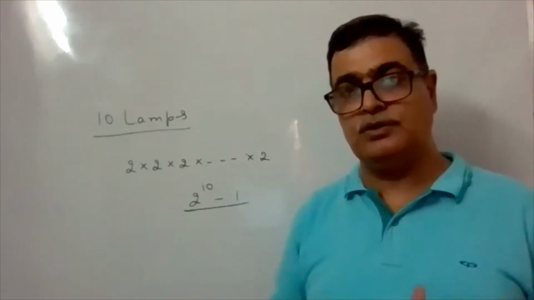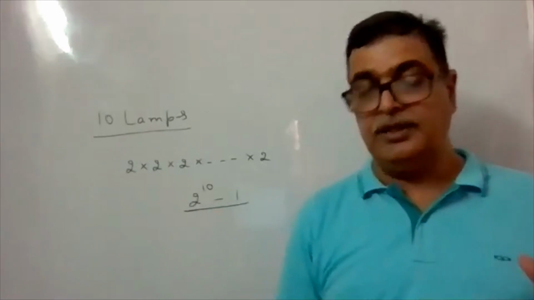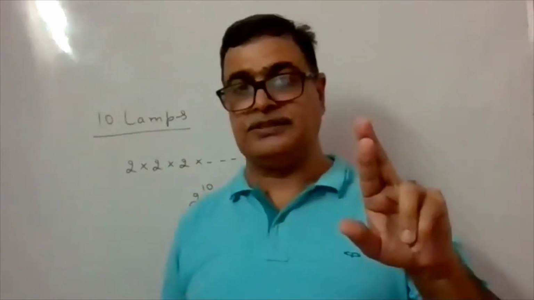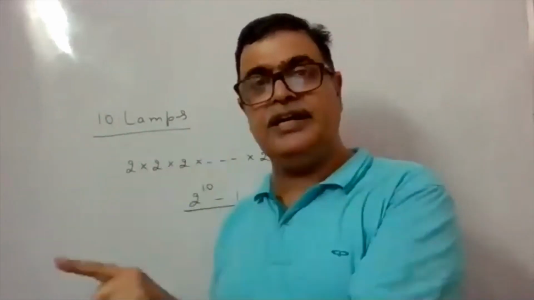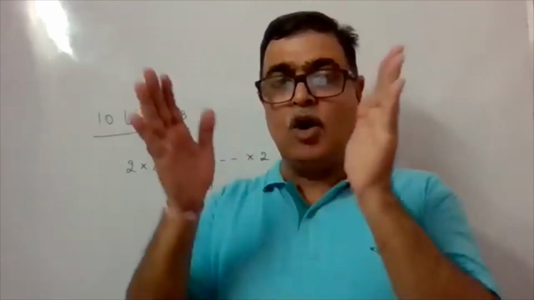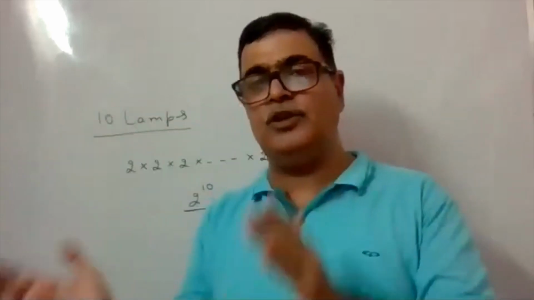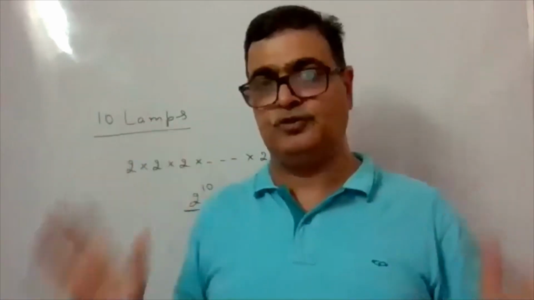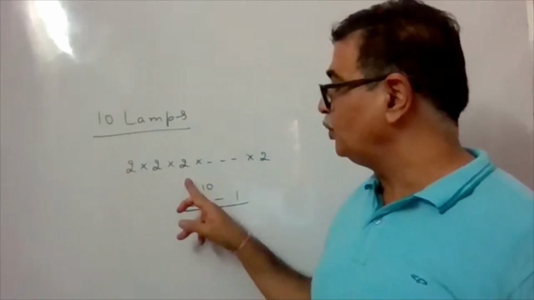Sir, can you please explain this again? Okay. Each switch has 2 options. Either you will switch it on or off. Second switch again 2 options. Third also 2 options. So how many ways can you operate these switches? Whatever the operation, that will decide which bulbs glow or are off. So we will say the total ways will be 2 into 2 into 2 into 2.